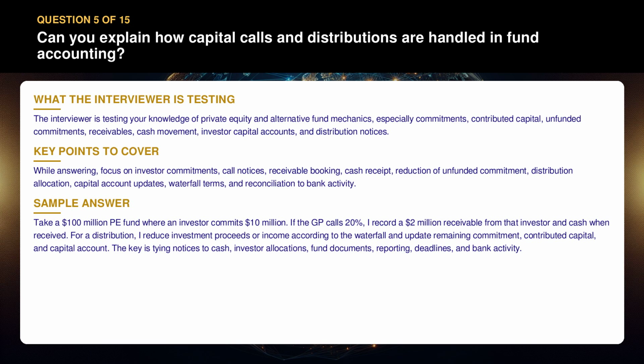For a distribution, I reduce investment proceeds or income according to the waterfall and update remaining commitment, contributed capital, and capital account. The key is tying notices to cash, investor allocations, fund documents, reporting, deadlines, and bank activity.